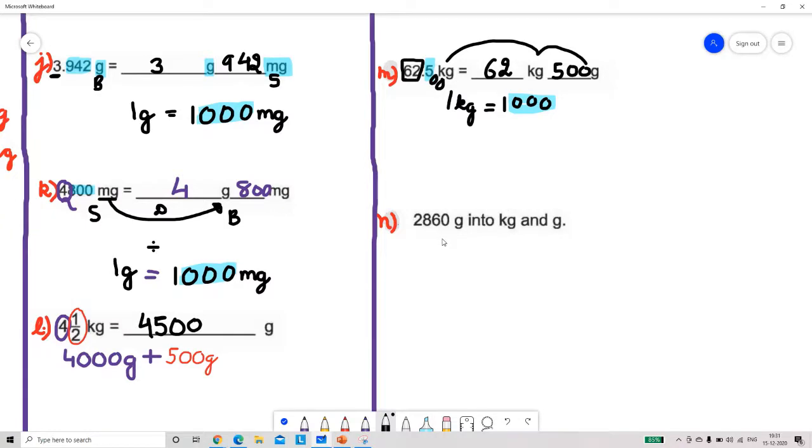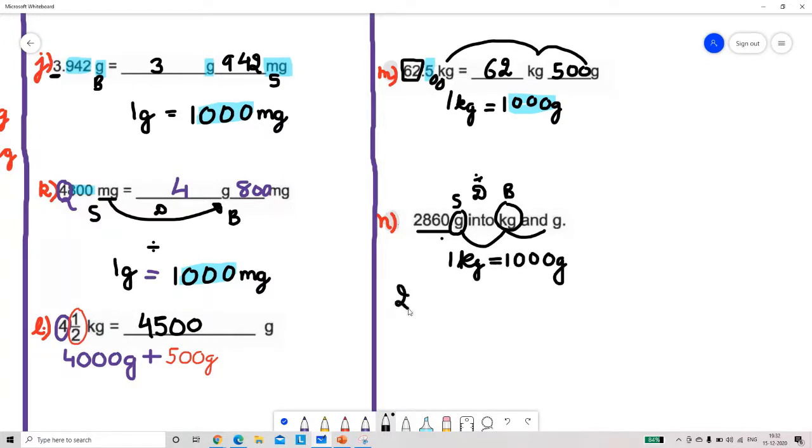Next is 2860 grams to kilograms and grams. So now we are converting from a smaller unit to a bigger unit. And whenever you have to convert a smaller unit into a bigger unit, you have to divide. Sehgal Deepti Batra. Remember that. Okay. So let's divide. The very first thing you have to do is write the relationship between kilogram and gram. So 1 kilogram is equal to 1000 grams.